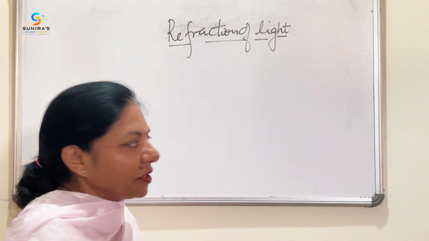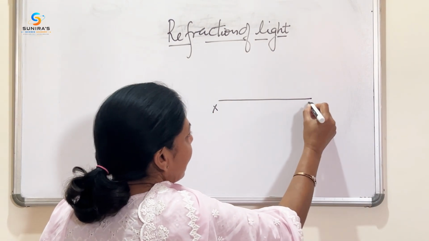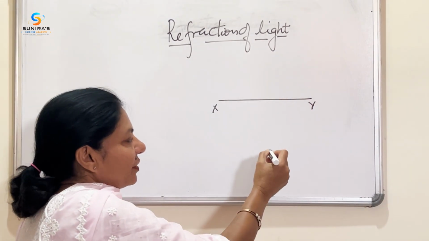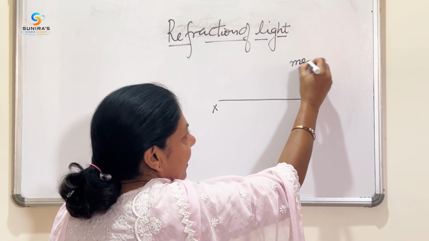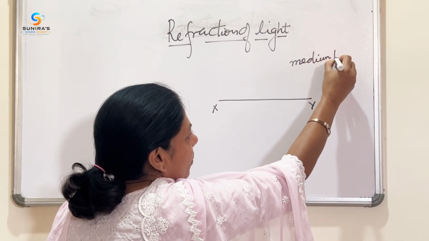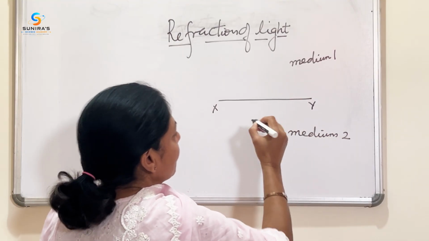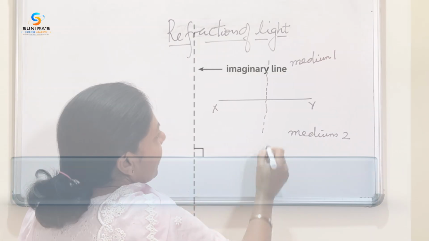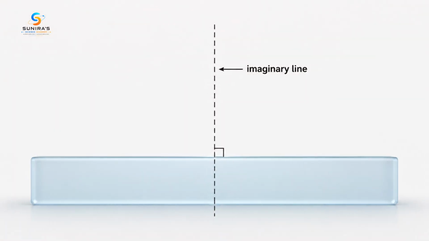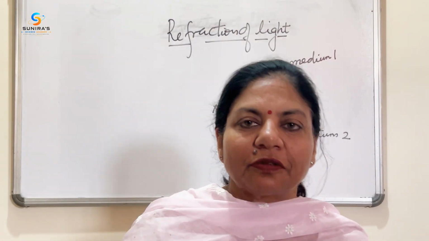Let us consider a plane surface XY. This surface is separating the two mediums. Let us take this medium as medium 1 and this medium as medium 2. I drop a normal at the surface. This normal is an imaginary line which is drawn perpendicular to the surface.